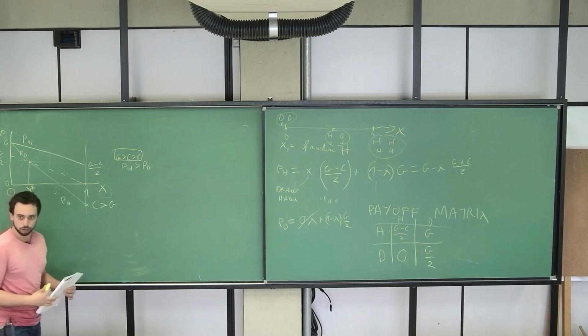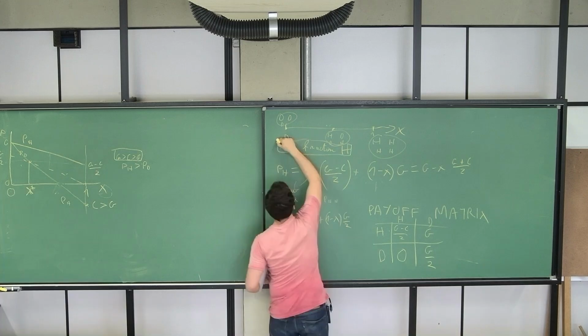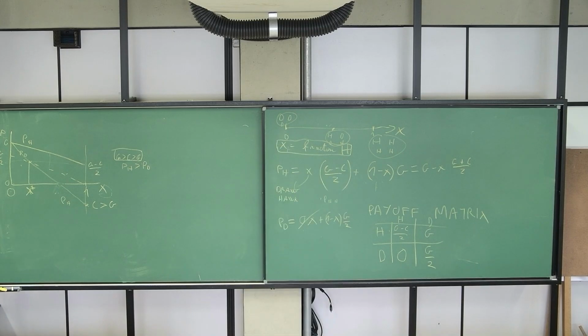Just the second question, what is X exactly? Right, that's important. X is the fraction of Hawks. If you have a population, it's what fraction of this population is composed of Hawks. If it's 1, they are all Hawks. If it's 0, they are all Doves. And if it's something in the middle, you have some mixed situation with some Hawks and some Doves.